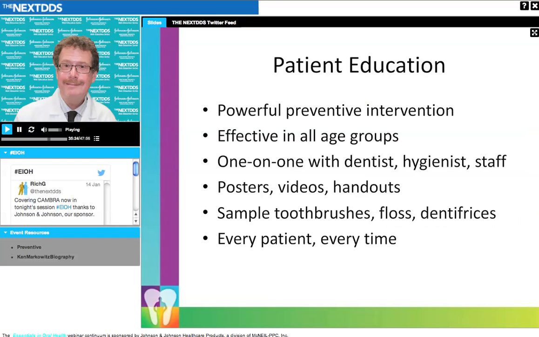So patient education is really the cornerstone here, really powerful, okay? It's effective in all age groups, okay? There are a number of modalities that we can use in patient education, okay? One-on-one with staff, hygienists, posters, videos, handouts. I think it's basically standard practice that when patients come in for recalls or for first visit, you give them essentially your recommended oral health care products.